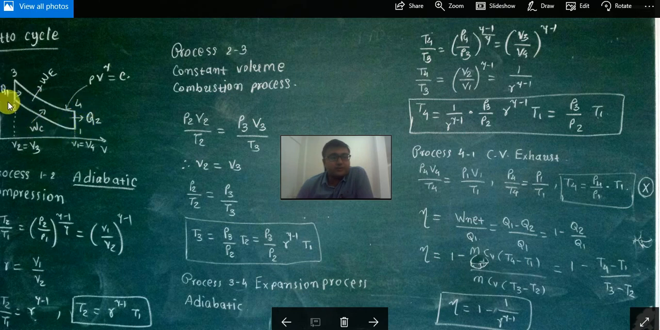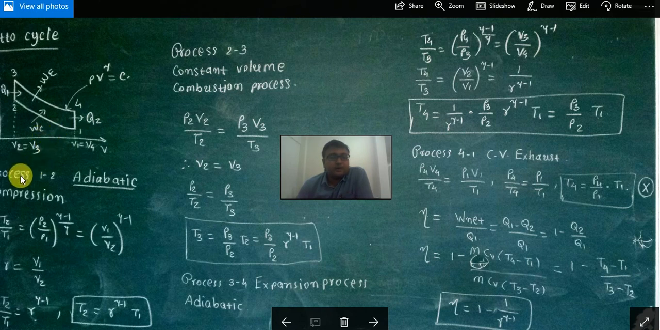In case of 1 to 2 process, adiabatic process it is, and work is done upon the system. 2 to 3 is combustion process, in which heat is supplied into the system. 3 to 4 is adiabatic expansion process, work is done by the system, and 4 to 1 is constant volume heat rejection process, where heat is rejected at constant volume.